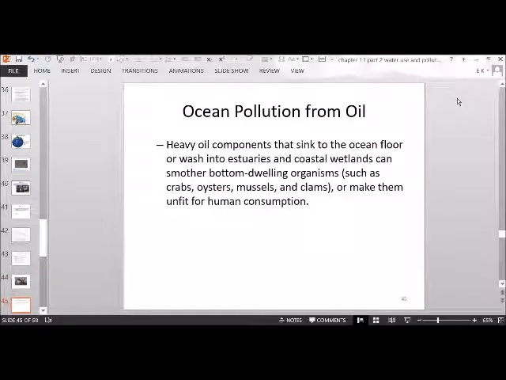And here is a picture of a bird that is covered in oil. Heavy oil components that sink to the ocean floor or wash into estuaries and coastal wetlands can also smother bottom-dwelling organisms. That would include crabs, oysters, mussels, clams, and it could kill them, and if it doesn't kill them, it could make them unfit for human consumption.